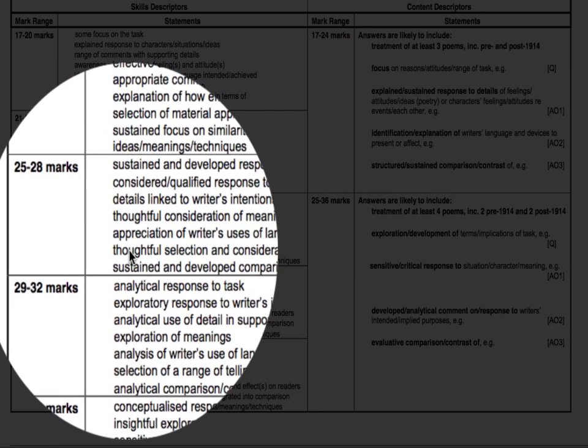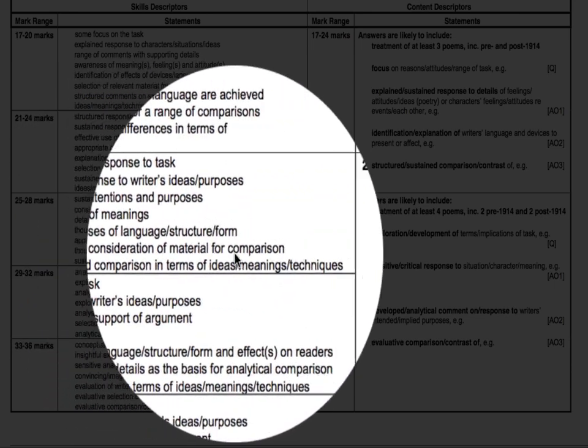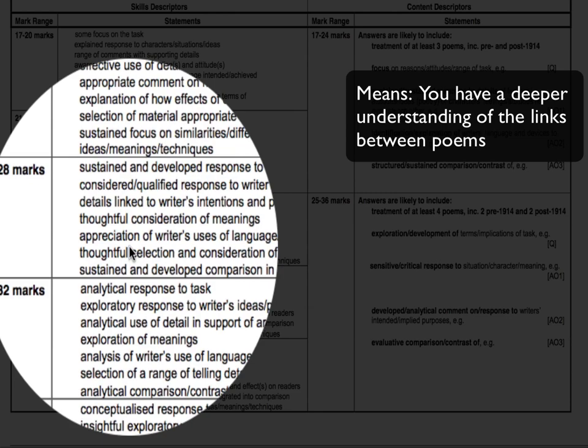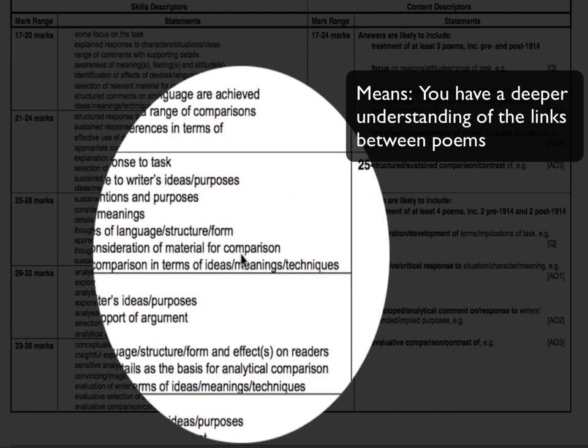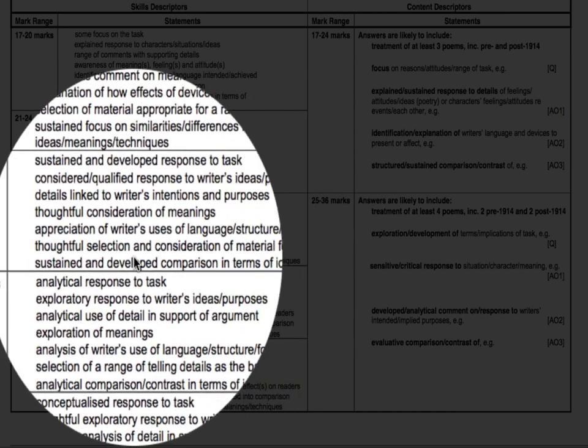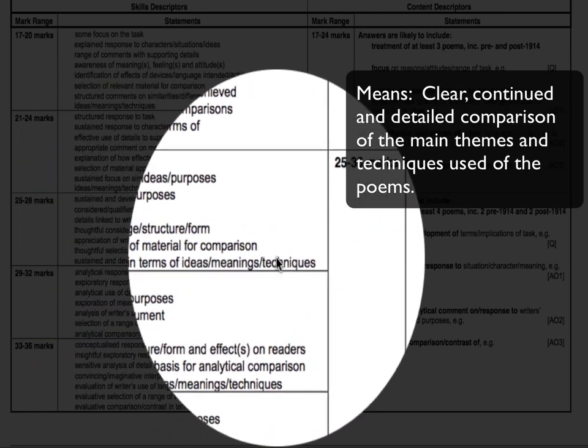It's a thoughtful selection and consideration of material for comparison. So this is one of the marks that you get for comparing them. So you know that something from poem A and something from poem B are relevant together, and you haven't just put them in because they're obvious, but you can make a link that maybe not everyone would see straight away. And finally, sustained and developed comparison in terms of ideas, meanings and techniques.